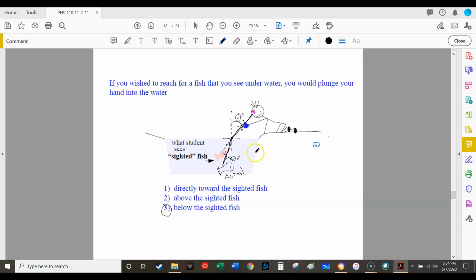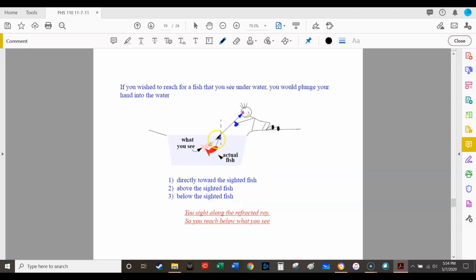Okay, and let's check our answers. And it looks like we're correct. So the light ray comes out from the fishy, it bends away from the normal into our eyes, but our eyes are interpreting it as in a straight line. Okay, pretty cool.